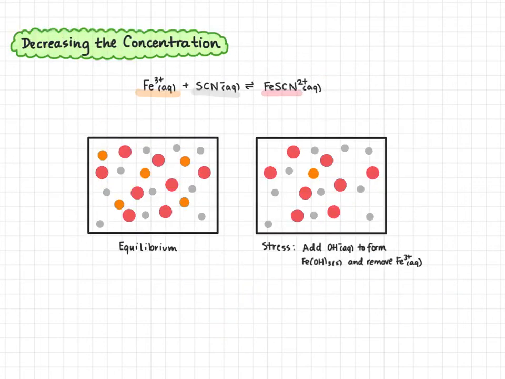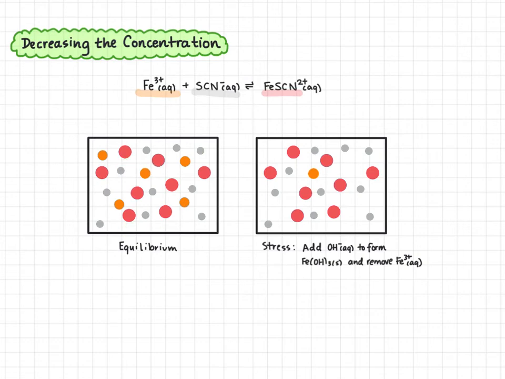Now we're going to look at what happens when we decrease the concentration, and we're going to start by decreasing the concentration of a reactant. So the equilibrium system we have here is the complexation of iron thiocyanate. Our reactants are iron 3+, which is represented by the orange dots, thiocyanate, which is represented by the gray dots, and iron thiocyanate, which is a complex ion, represented by the red dots in solution.